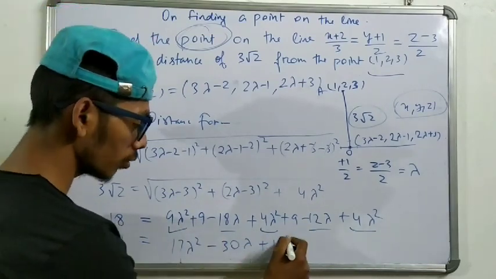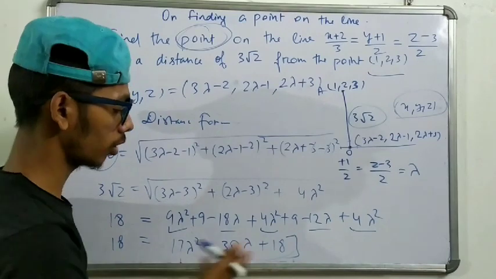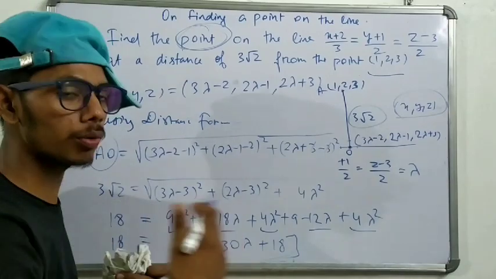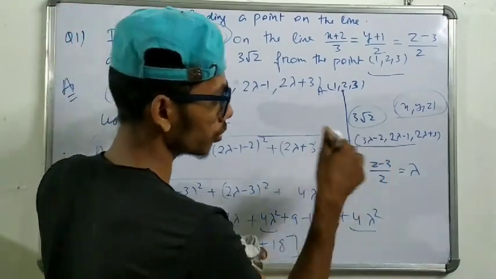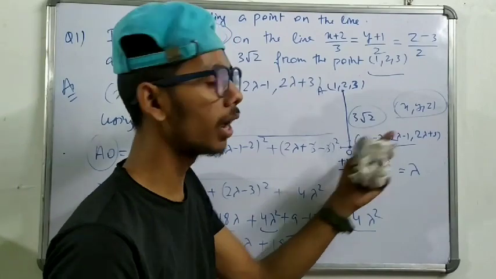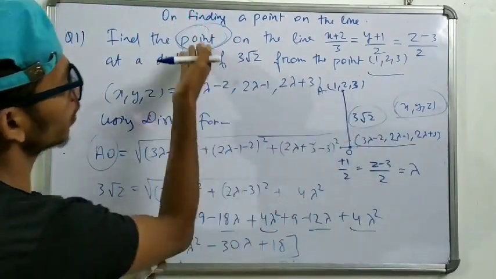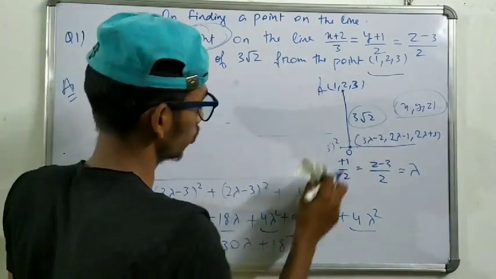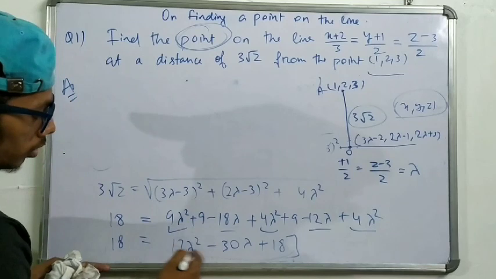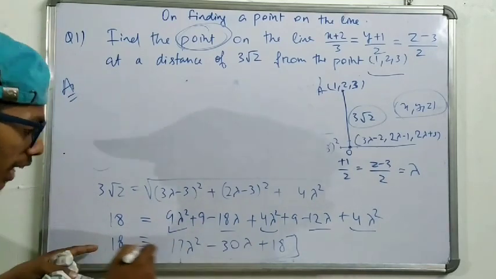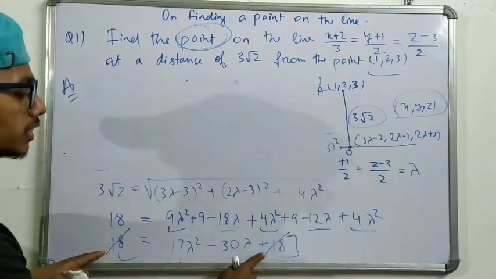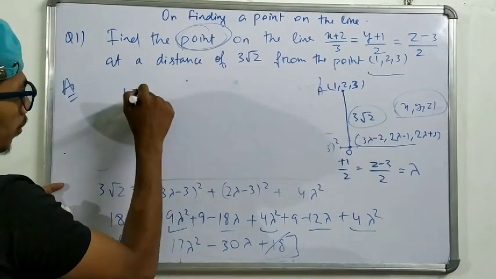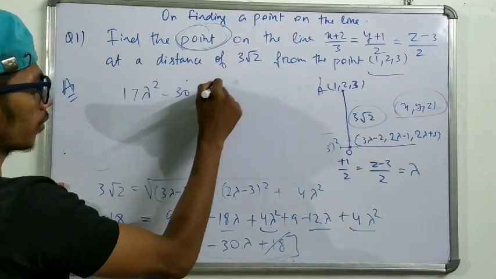And this is what we get, a quadratic equation, solve for lambda. Whatever value of lambda we get, you just have to put the value of lambda here and find the coordinate. Like the coordinate is itself a point, the desired point which we are supposed to find. So you take this 18 to that side, and you can eliminate this 18 too. The sign is same, the numbers are same, you can eliminate. So what we get is 17 lambda square minus 30 lambda equals 0.